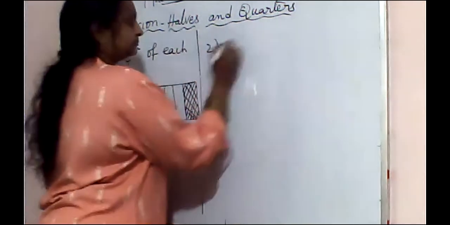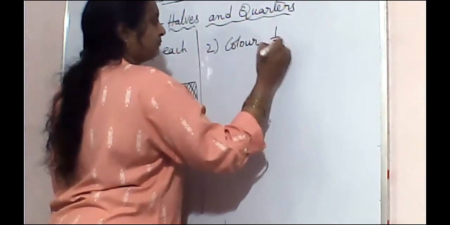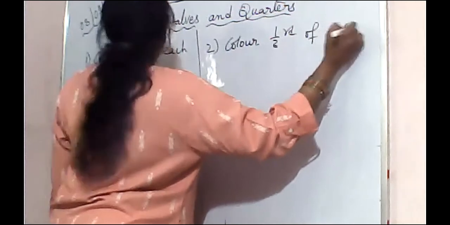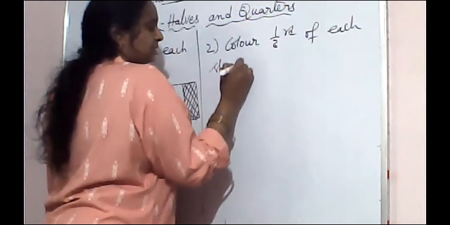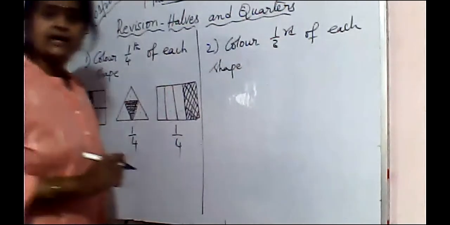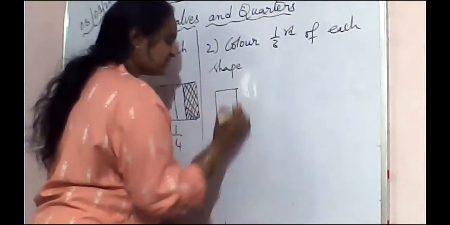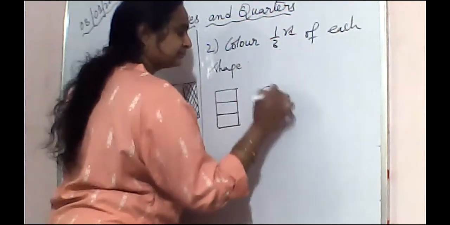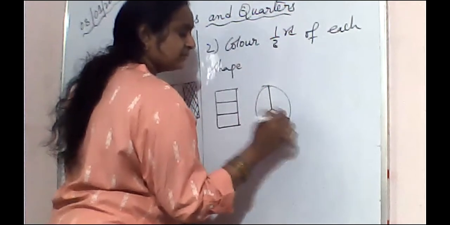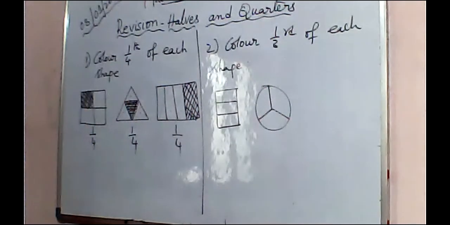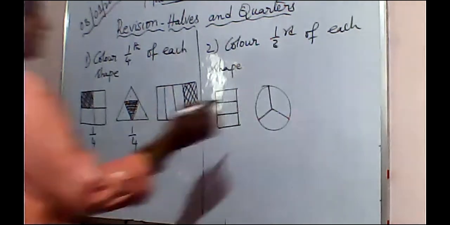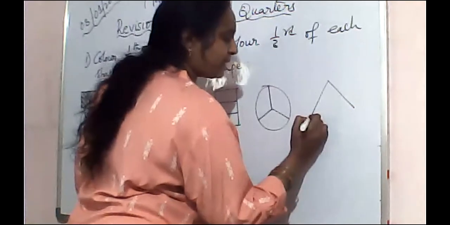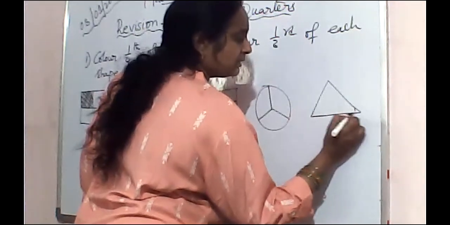Now you have to color 1/3 of each shape. 1/3 means what? Total how many parts? How many parts do you have to color? Ma'am, we have to color only 1 part. Very good. You have to color only one part out of 3 parts.